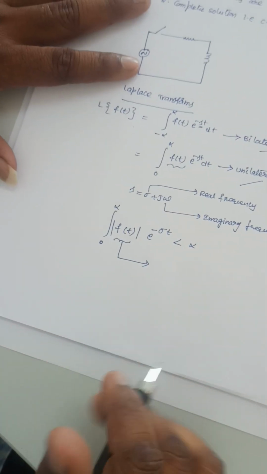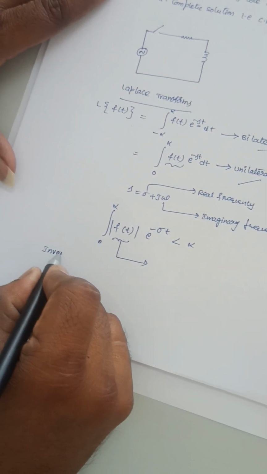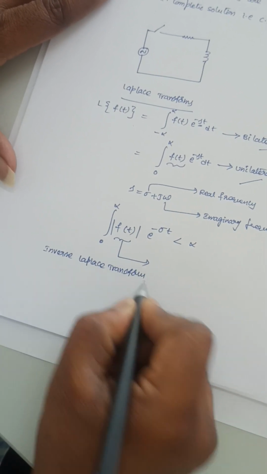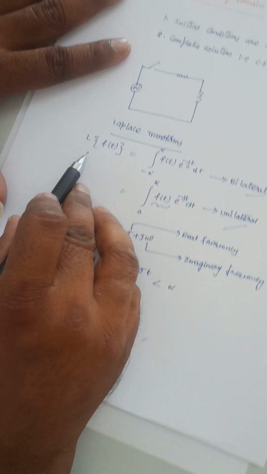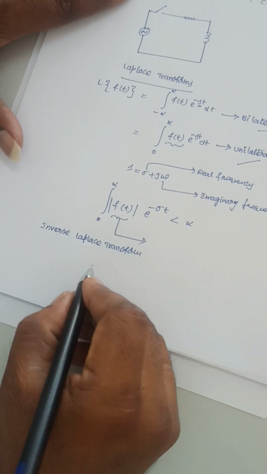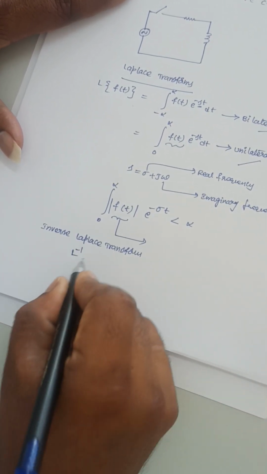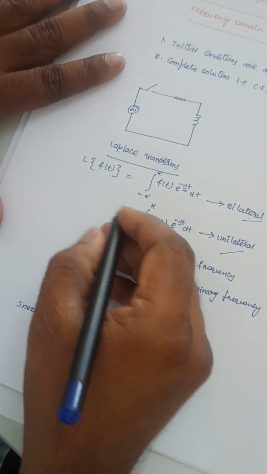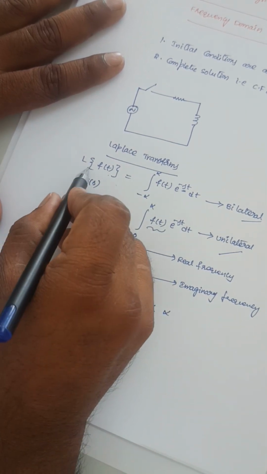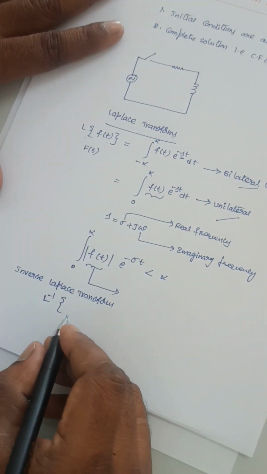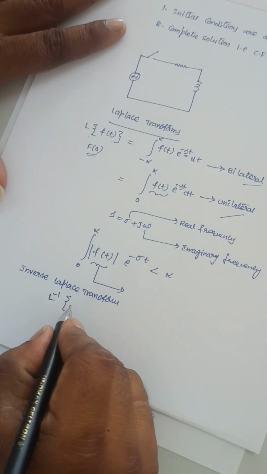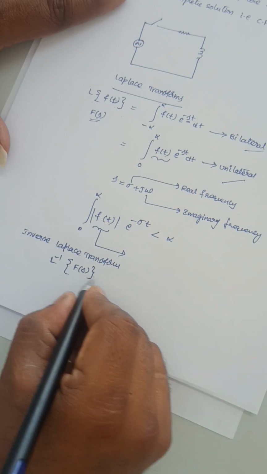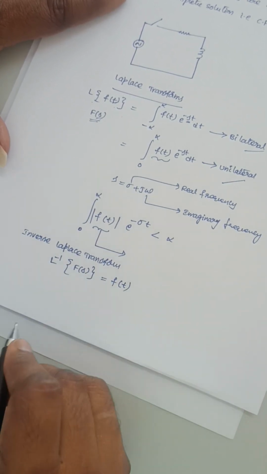Now let me define the inverse Laplace transform. If you take the Laplace transform of the function f of t, I can write it as f of s. So the Laplace transform of f of t is equal to f of s. Then we need to take the inverse Laplace transform of this f of s. It is represented as L inverse. f of t is in the time domain and f of s is in the S domain, or frequency domain. The inverse Laplace transform of f of s is equal to f of t.